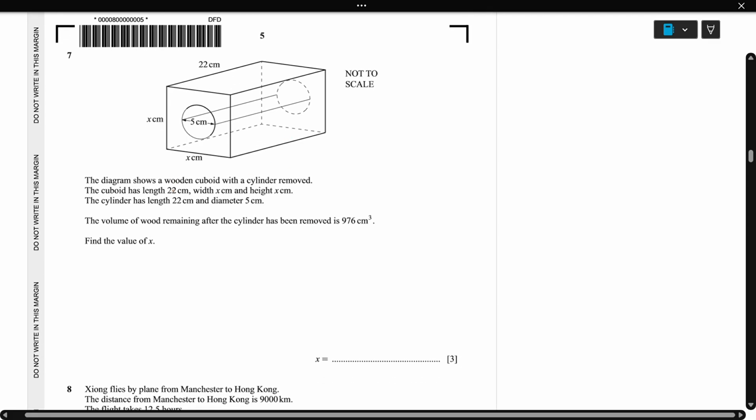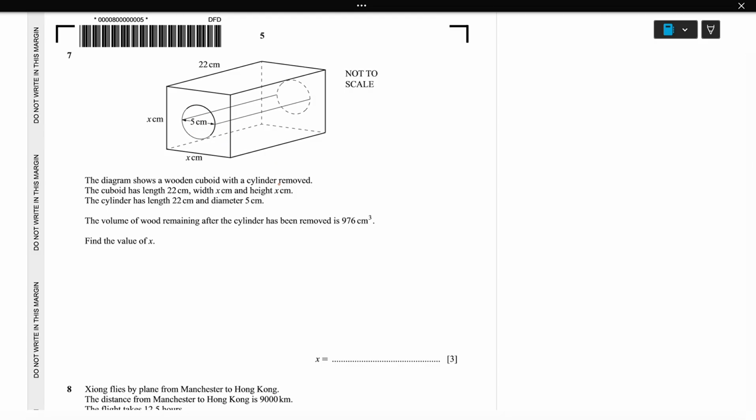There is a wooden cuboid given, and a cylinder shape is removed from the middle. The length of the cuboid is given, which is 22, and the dimension x is given. Also the diameter of the cylinder is given. The volume of wood remaining is given, so what we need to do now is volume of cuboid minus volume of cylinder, when we removed it, equals the volume, which is 976.